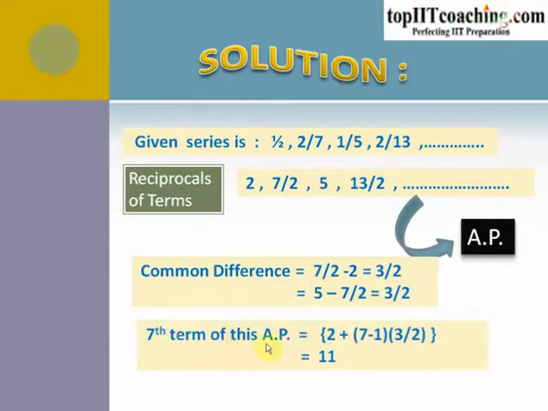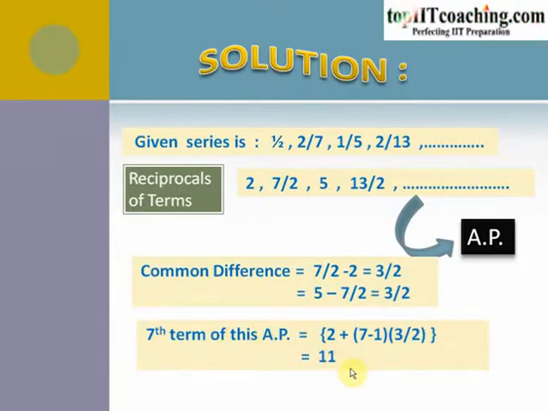Now the seventh term of this AP would be 2 plus 7 minus 1 into 3 by 2. Here the common difference is 3 by 2, the first term is 2 and we have to find out the seventh term. So n would be equal to 7. So this comes out to be equal to 11. Thus the seventh term of this AP is equal to 11.